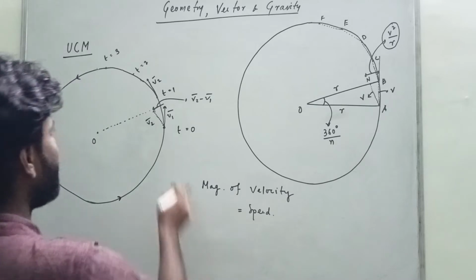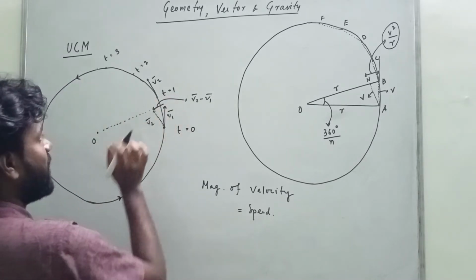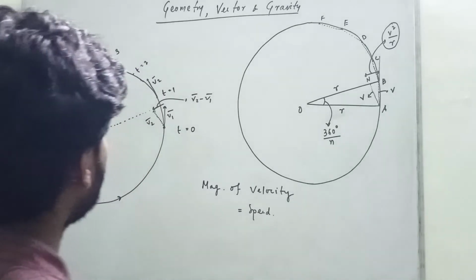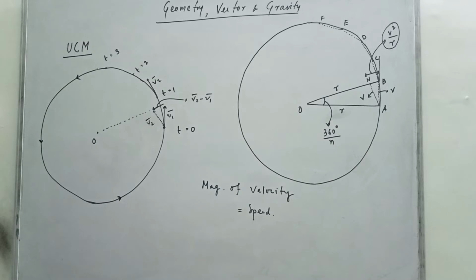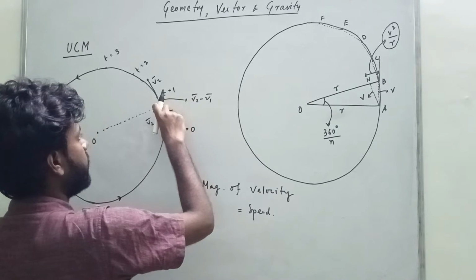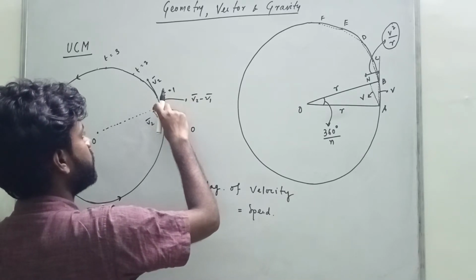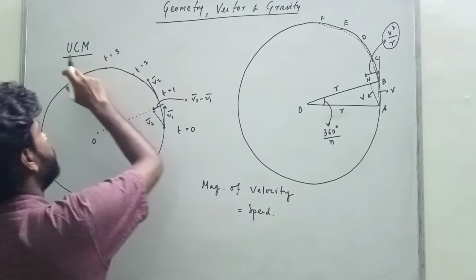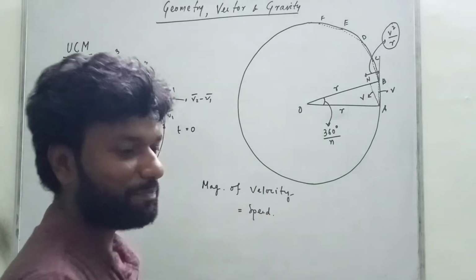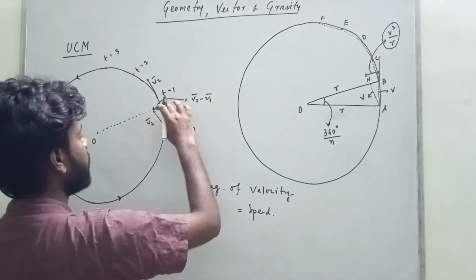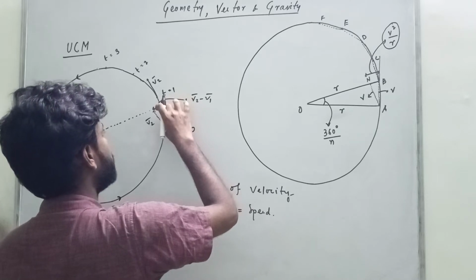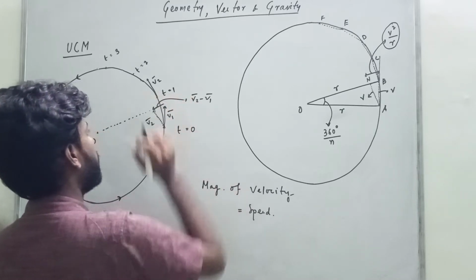Now I want to calculate the magnitude of this thing. Obviously the length of this straight line, the magnitude of velocity, will be the same because it is uniform circular motion. The magnitude of velocity means speed, and the speed will be the same. That means the magnitudes of this straight line and this straight line are the same.